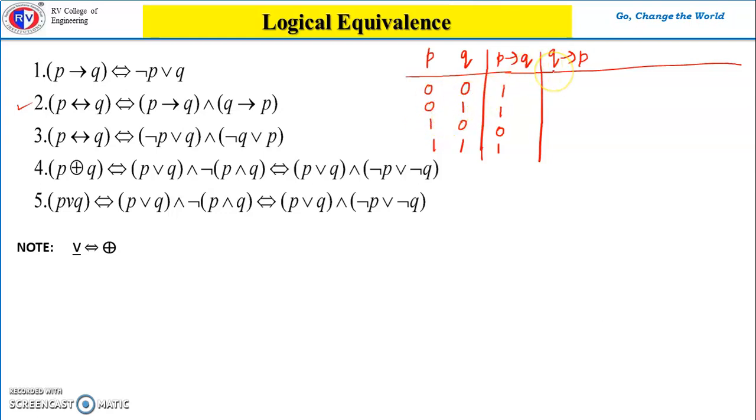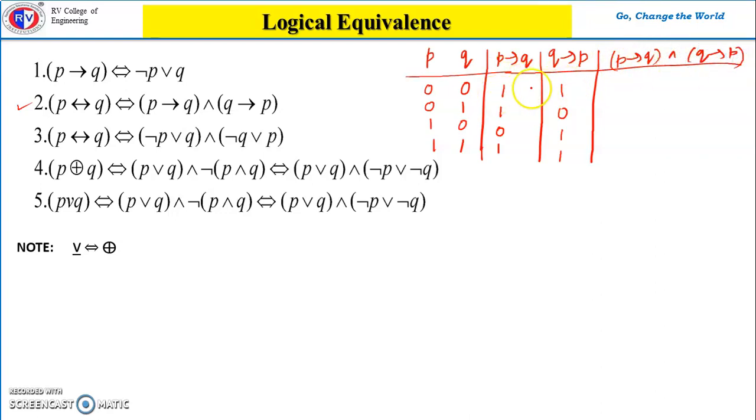So both are not the same. Okay, so Q implies P, I should see this way. So 0 0 will be 1, 1 0 pair it will be 0, 0 1 again it will be 1, 1 1 it will be 1, and we should take AND of these two. So P implies Q and Q implies P.